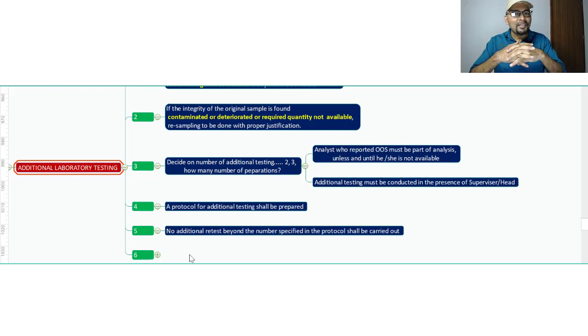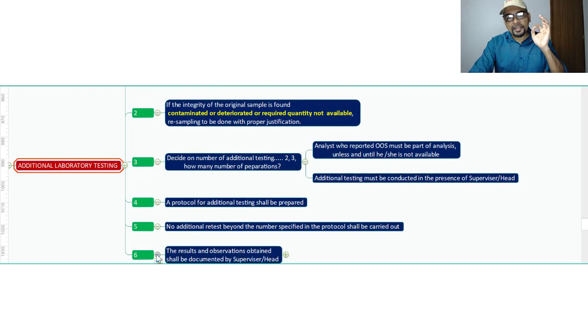For example, if you decided on three tests at the beginning, and for some reason there is some dilemma about the result, you cannot go with a fourth test. Those are the boundaries you must think over before preparing the protocol. The results and observations shall be documented by, again, the expert, the superior, and the head.